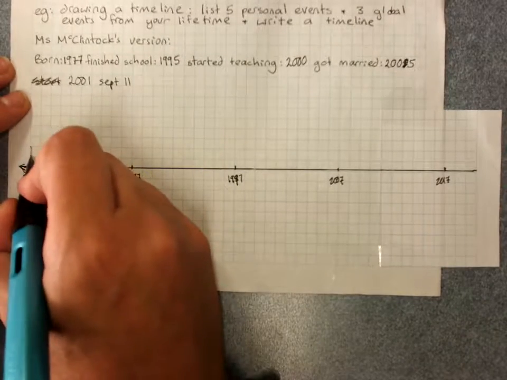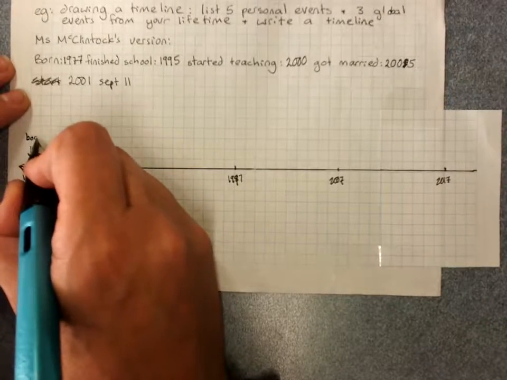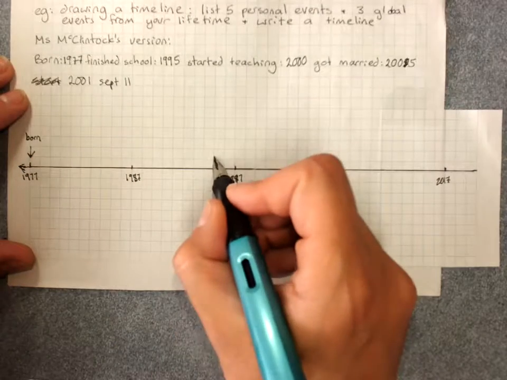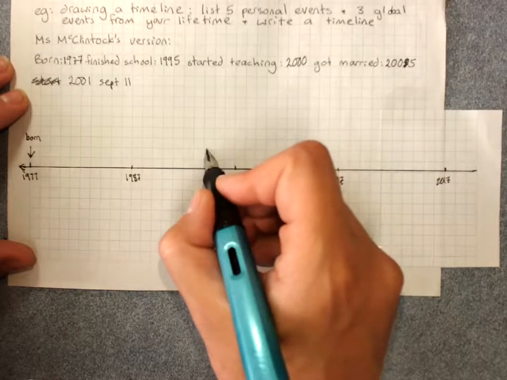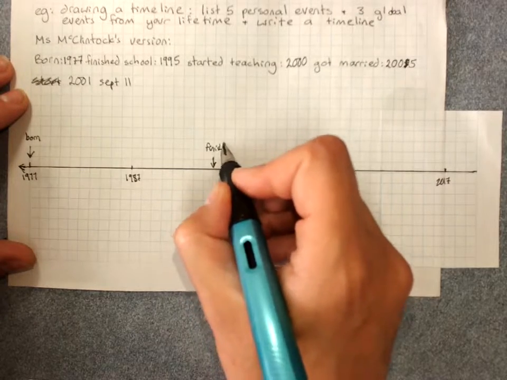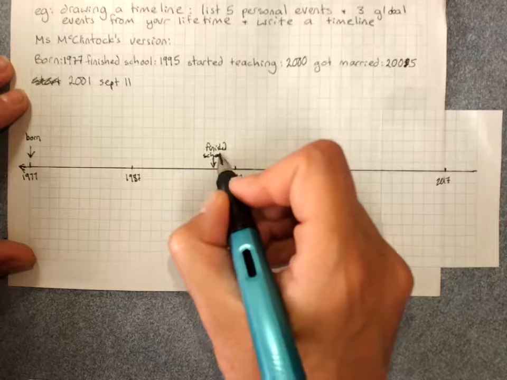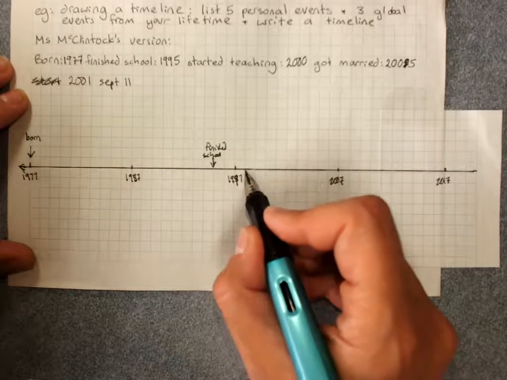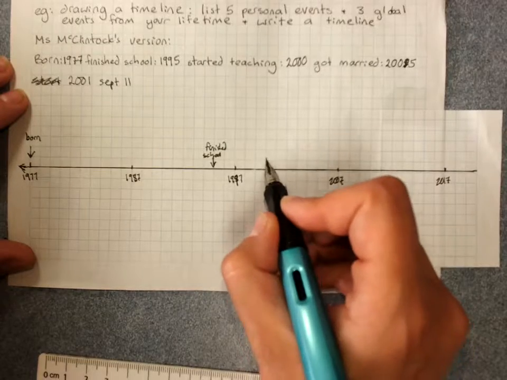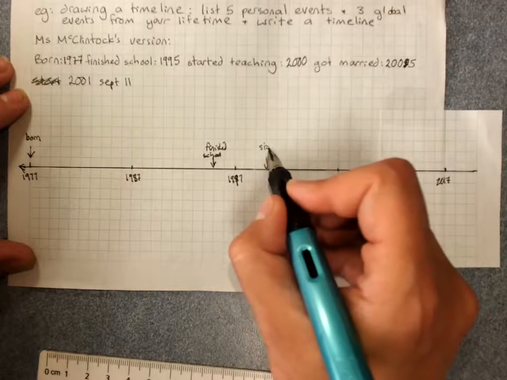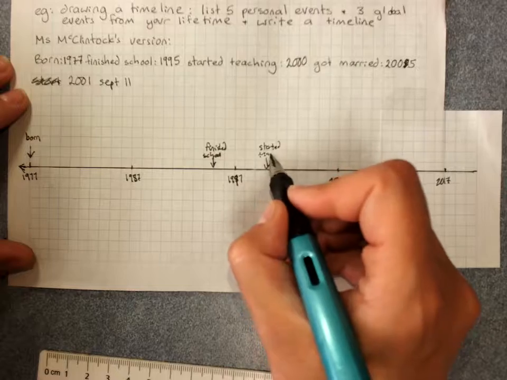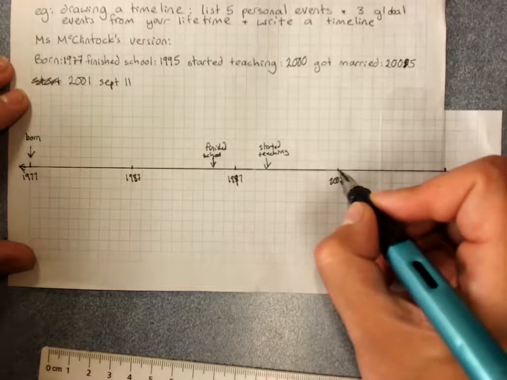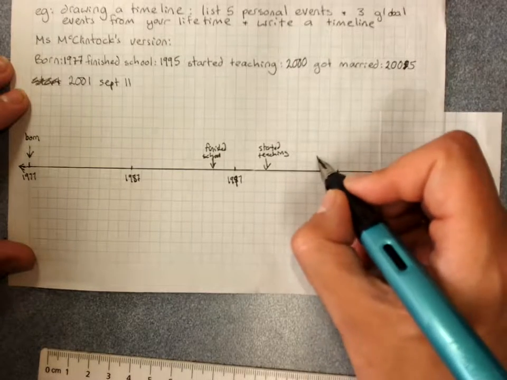And so we put in the important dates. I was born 1977, finished school 1995, started teaching the year 2000. So if that's 97, 98, 99, 2000. And 2007, 6, 5, got married.